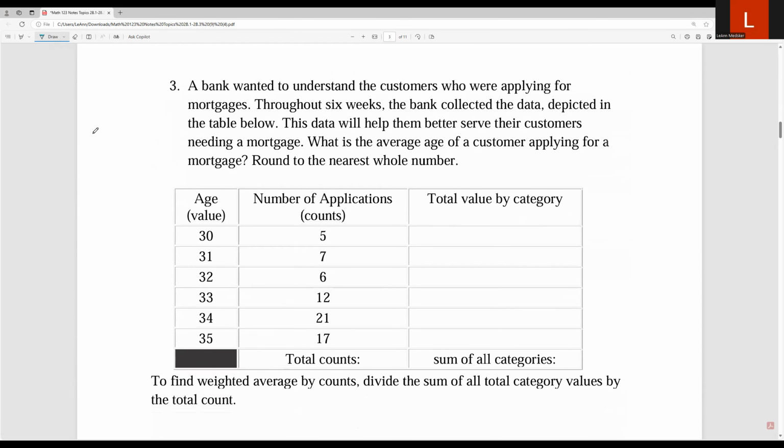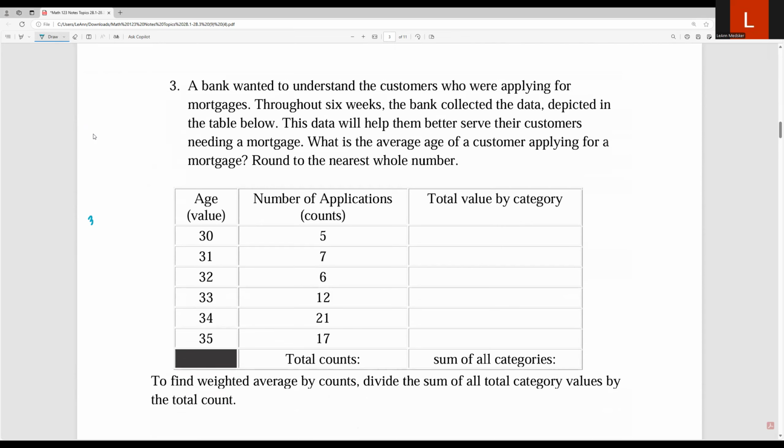So it says a bank wants to understand the customers who are applying for mortgages. Throughout 6 weeks, the bank collected the data depicted in the table below, and this data will help them better serve their customers needing a mortgage. What is the average age of a customer applying for a mortgage? Round to the nearest whole number. Okay, so the values are their ages. So this is people ages 30 to 35, and the number of applicants they had in each age group.